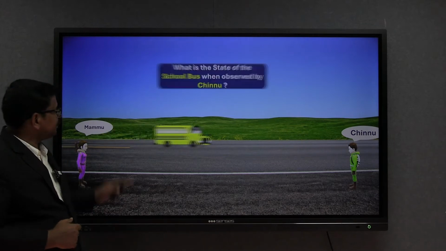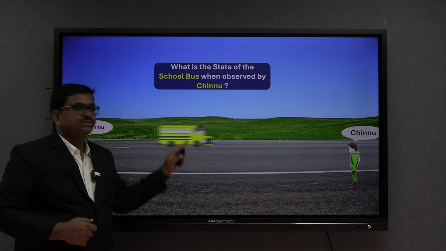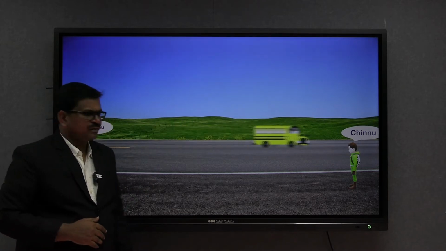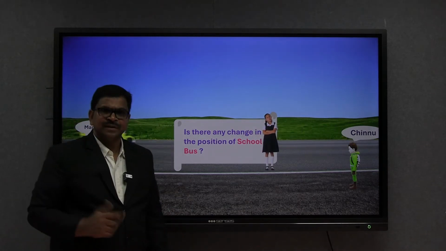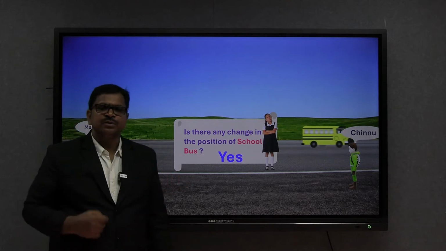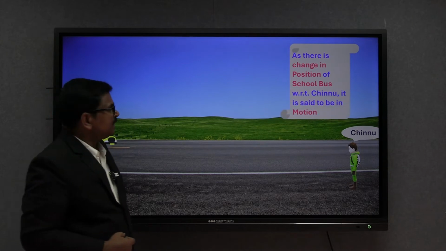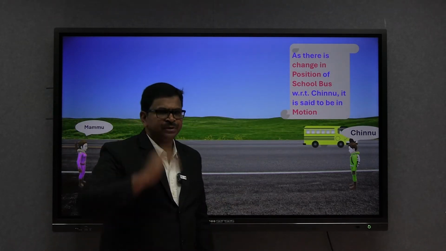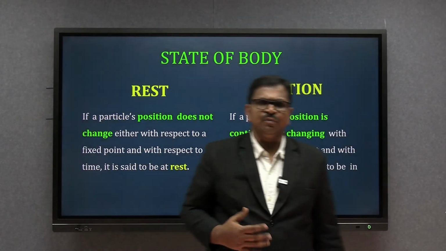Chinnu is observing the bus now. What is the state of the bus when observed by Chinnu? Again the same thought-provoking prompt: is there any change in the position of the school bus or not? Yes, there is a change in the position of the school bus continuously. So we can say, as there is a change in the position, the bus is said to be in motion with respect to Chinnu. So this is a brief introduction about rest and motion.